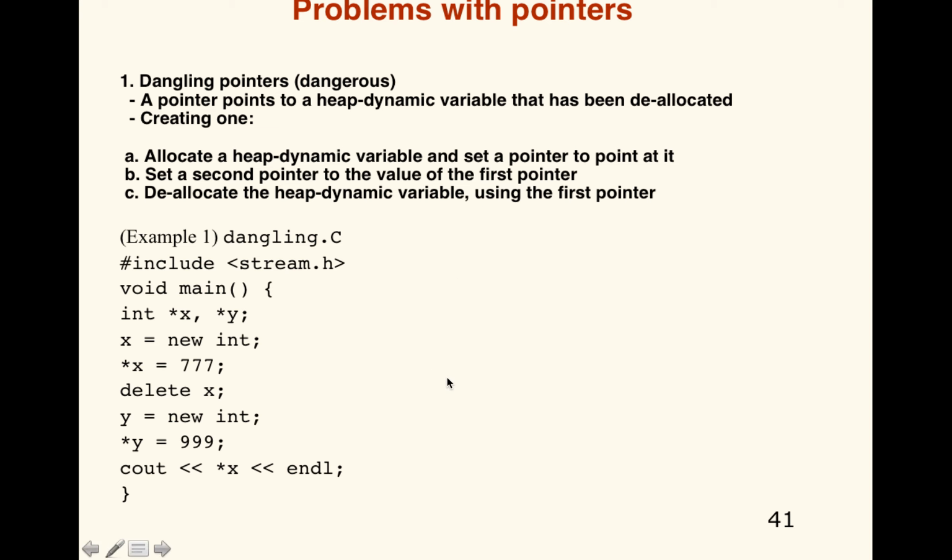For creating one, there are three steps. Allocate a heap-dynamic variable and set a pointer to point to it. Set a second pointer to the value of the first pointer, so they're both pointers to the same piece of memory. Deallocate it through one of them, using the first pointer. And then the second pointer is still there, still pointing to the memory that the first one deallocated. So that's not good. A dangling pointer is a pointer that dangles, that basically points to garbage, something that's not there anymore.